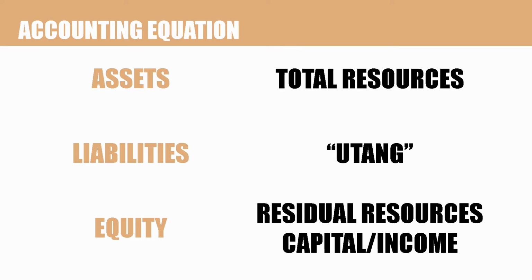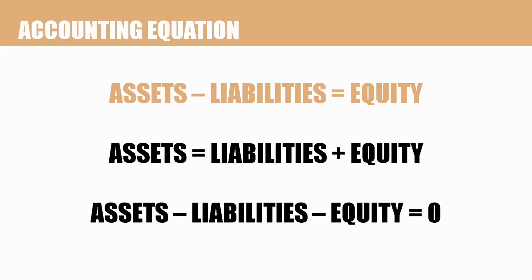So, for us to better understand itong tatlong accounting elements na to, here we have the accounting equation. So, the first accounting equation or yung first form ng accounting equation natin is assets minus liabilities equals equity. Okay? So, dahil ang idea nga natin about assets is the total resources of the business, kapag tinanggal natin yung liabilities from that total resources, ang matitira na lang ay yung equity.